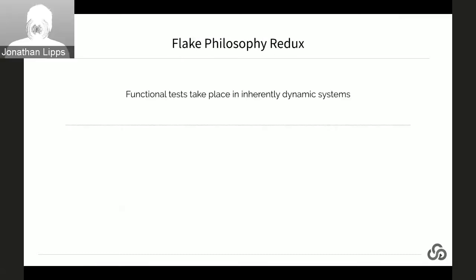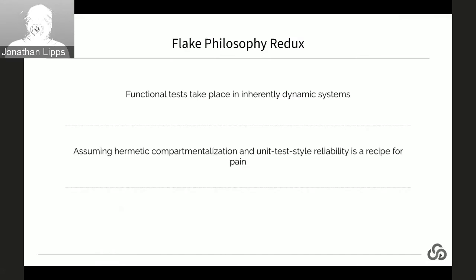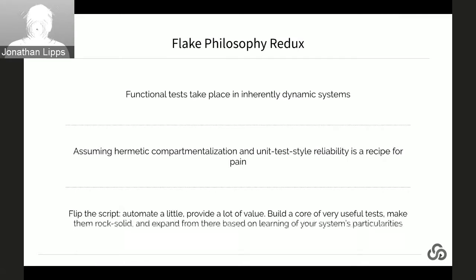So, a redux of everything I've been saying. These functional tests that we're writing take place in inherently dynamic systems. We're never going to have a completely hermetically sealed environment like we do with unit tests, and expecting that level of stability is just bad expectations for functional tests. The way that I like to think about it is to flip the script, and not blame functional tests for being flaky and slow, but to ask what kind of value I can get out of functional tests.